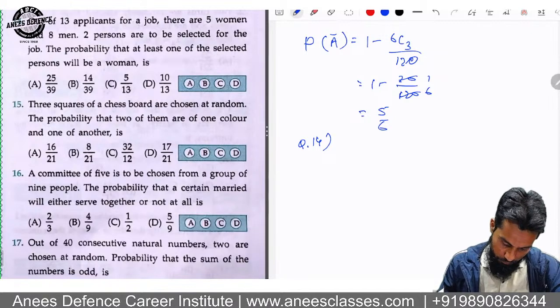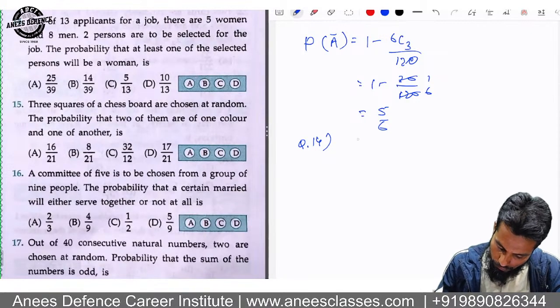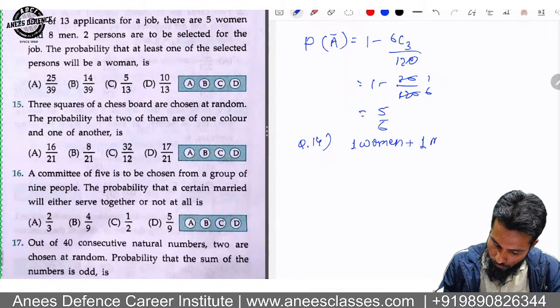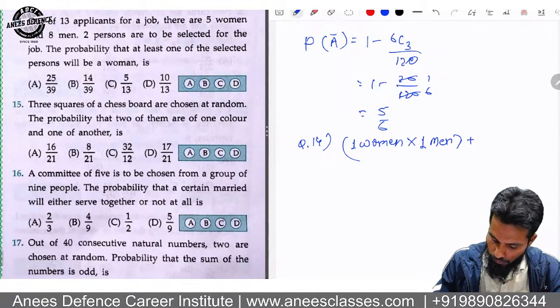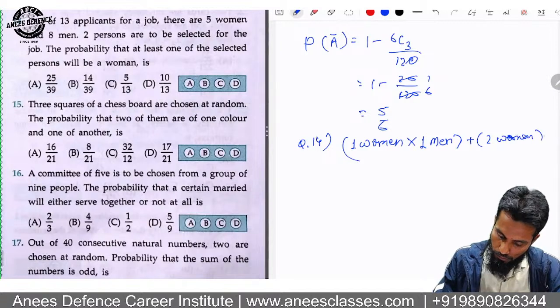Okay. So 5 women and 8 men are there. Two persons are to be selected. We take two cases. Either one woman plus one man. This will be your first case. And here we cannot take plus, we have to take multiplication again because two persons we have to select. And second case, both are women, two women. These are the two cases.